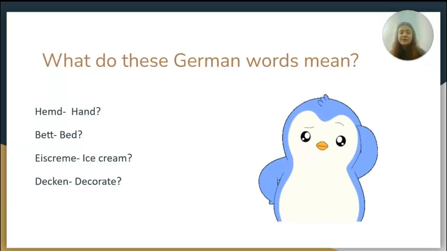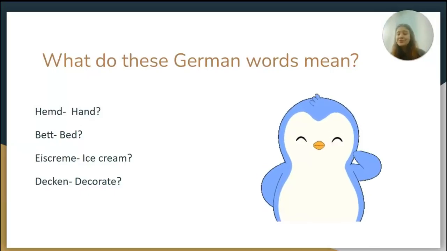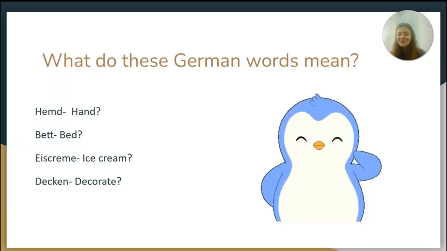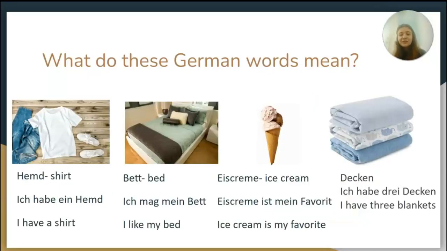So I'm going to give you guys a few seconds to guess what you think these words would mean, and then on the next slide we're going to go over what they mean. Alrighty, I hope everyone has their guesses. Okay, so the first one means shirt. The second one means bed. The third one means ice cream, and the fourth one means blankets. Oh, I did not write that. Yes, the fourth one does mean blankets. So sorry.